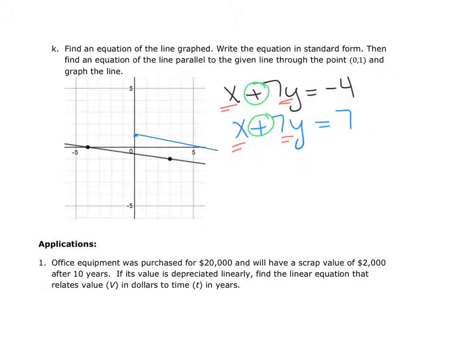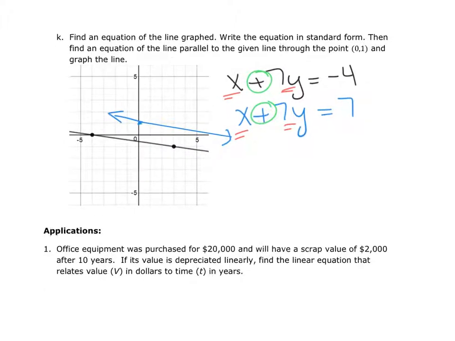Over 7, down 1, and it should look something like that. And don't forget to put your arrows on these, and there's your parallel line. Now, let's do some applications.